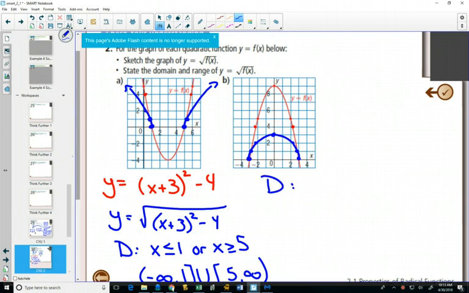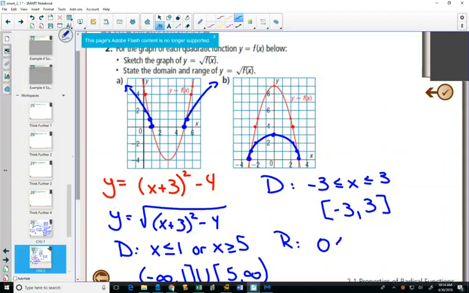Our domain for this one, in set notation, it's between -3 and 3. So in set notation, we would write it like that. In interval notation, we would write between -3 and 3 like that. And our range goes from 0 to 3. In interval notation, it would look like that.